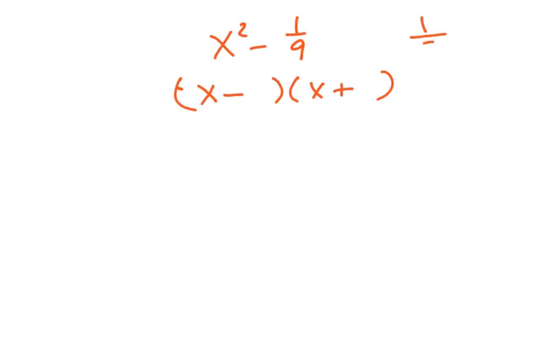How about this? X squared minus 1 over 9. Did you know that 1/9 is a perfect square number? Watch. I'll make two parentheses. X, minus and plus. Doesn't matter which is which. Now what times what equals 1 over 9? Well, 1 times 1 equals 1, and 3 times 3 equals 9. So it's minus 1/3 plus 1/3. That's how you do it.